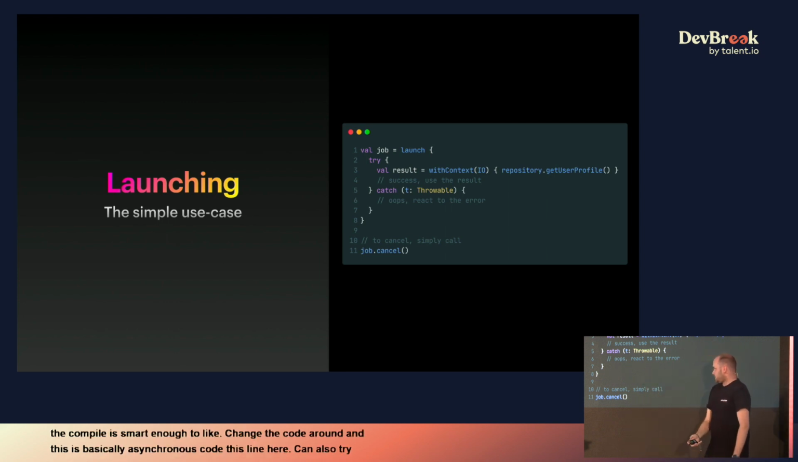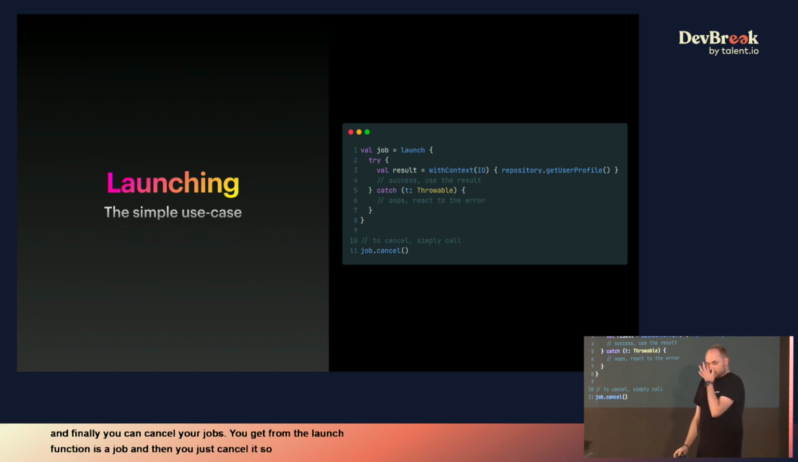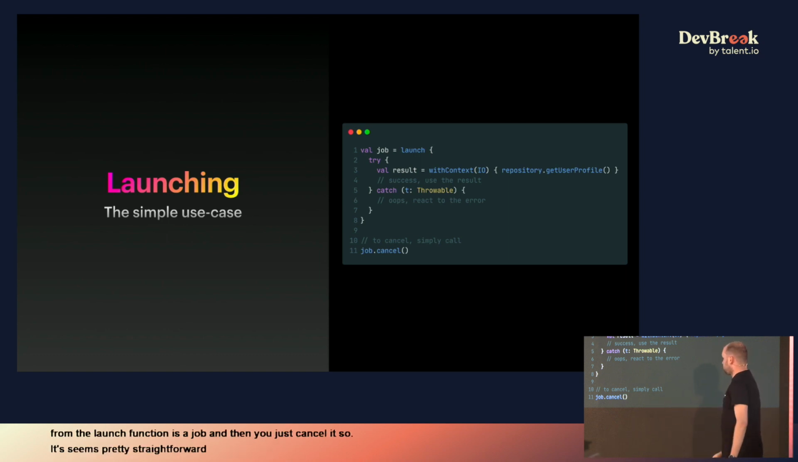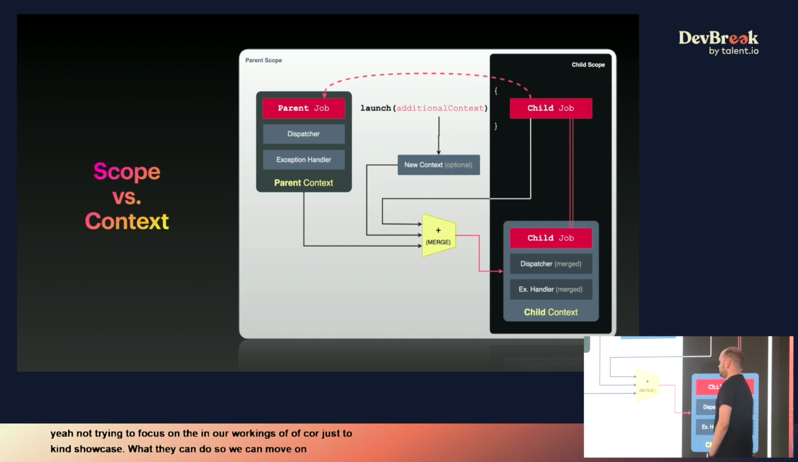You can also do try catch and stuff, and finally you can cancel your jobs. Something you get from the launch function is a job, and then you just cancel it. So it seems pretty straightforward. Internally, it's super complex, but I'm not trying to focus on the inner workings of coroutines, just to showcase what they can do, so we can move on to more complex topics.